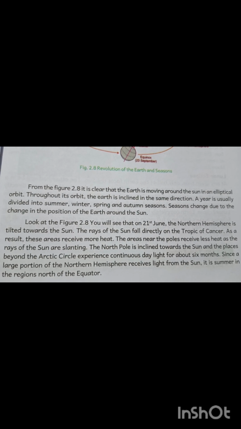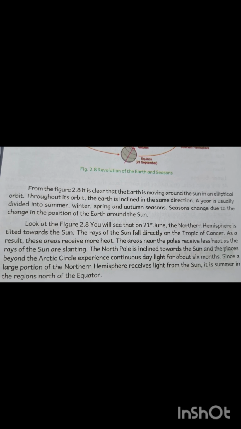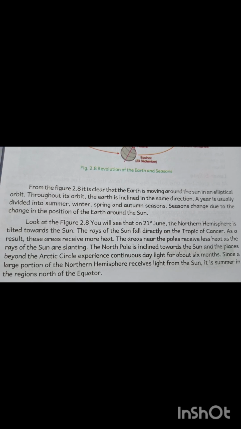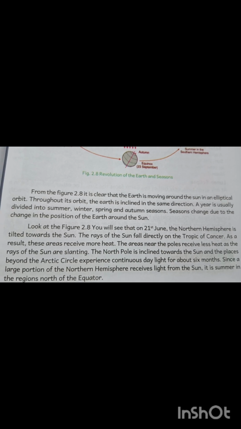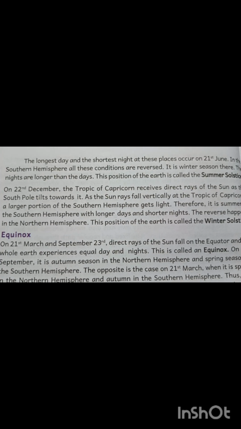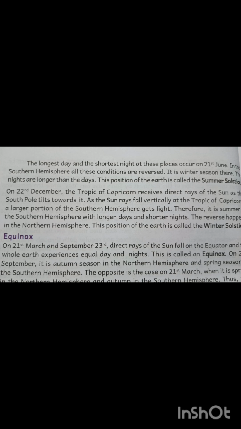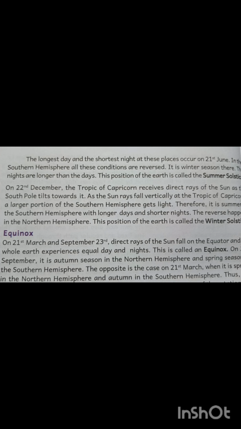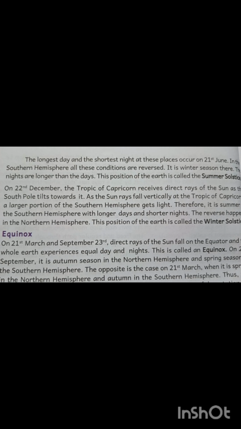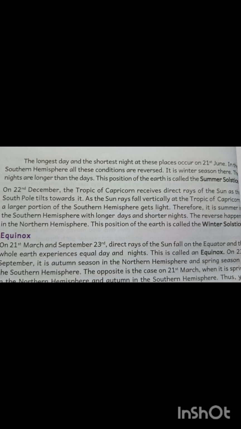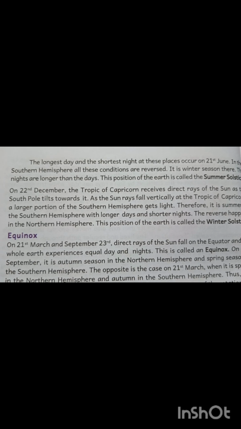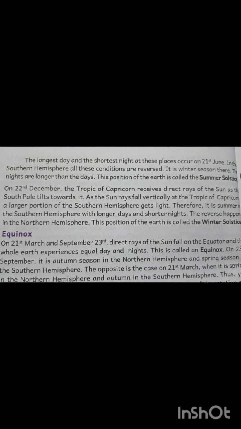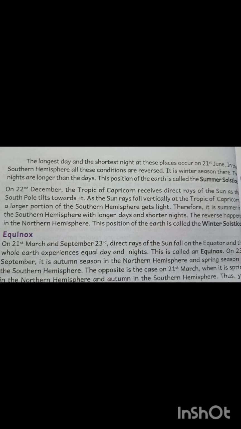Since a large portion of the northern hemisphere receives light from the sun, it is summer in the regions north of the equator. The longest day and shortest night at these places occur on 21st June. In the southern hemisphere, all these conditions are reversed. It is winter season there. The nights are longer than the days. This position of the earth is called the summer solstice.